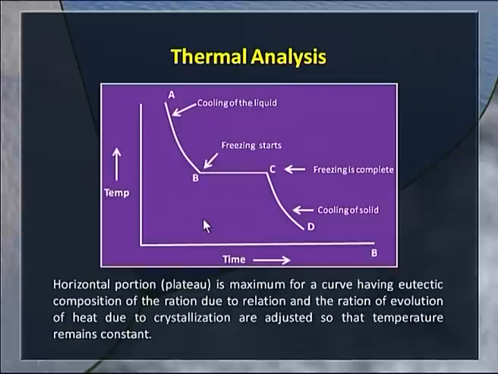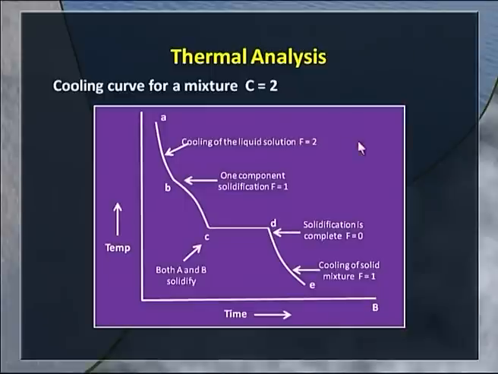But if you take the eutectic mixture, where it behaves like a pure compound, it has its own sharp melting point, it will show a flat portion like a pure compound. Now take a system in which we have two components. You can see the number of degrees of freedom now is 2 for the melt, cooling is there.